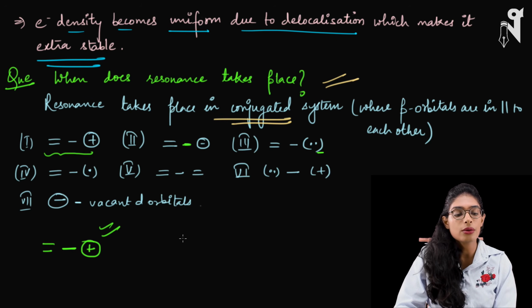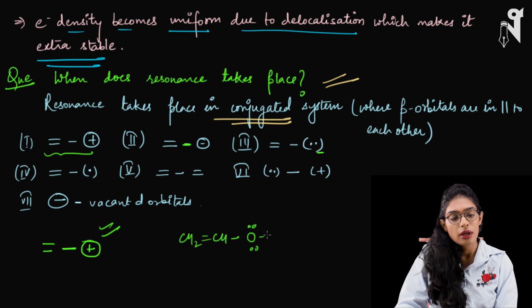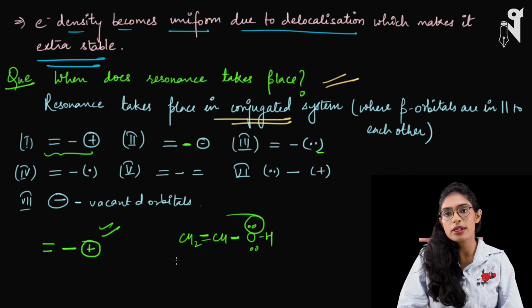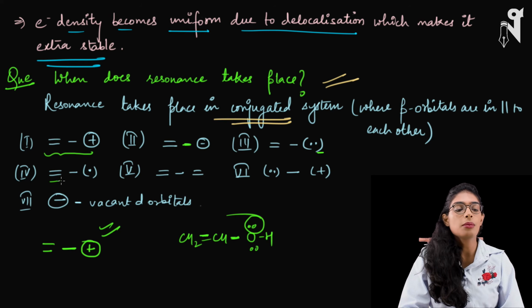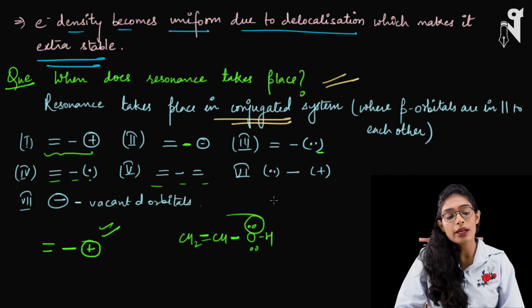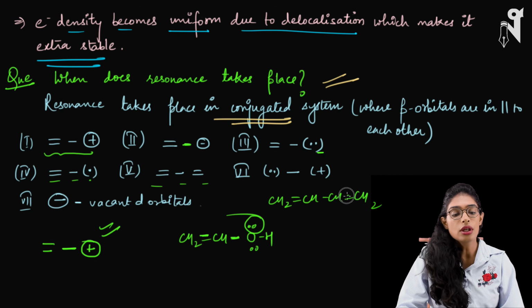So it's like you have CH2 double bond CH, single bond OH. In this kind of structure you can see a double bond, then a single bond, and then a lone pair. This kind of arrangement is also called conjugation. Then you can have double bond, single bond, and a radical. Then double bond, single bond, double bond. I showed you this in the diene structure also. This is conjugation, where you have alternate double bonds.